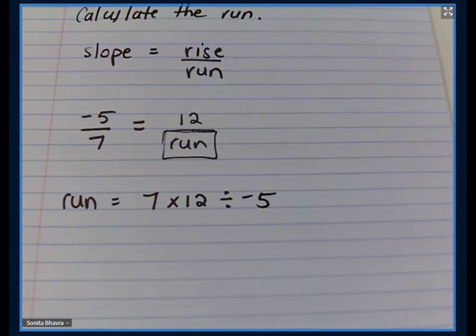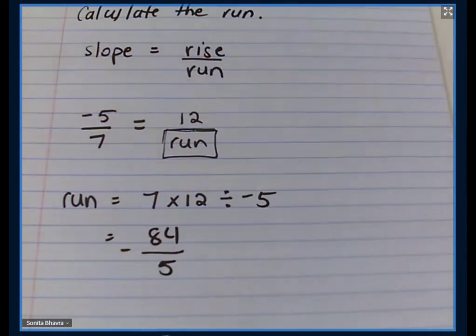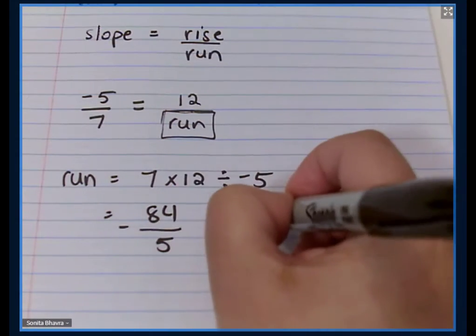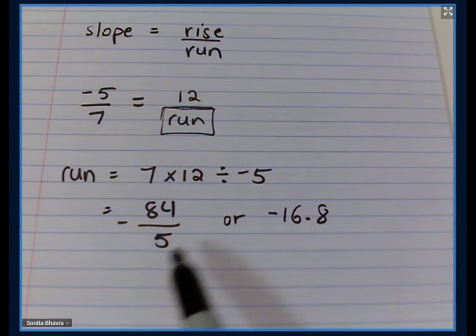All right, so you can just put that into your calculator. It depends if the answer we're looking for is in decimal value or an exact value. Because the question is asking for it to be in exact value, you can leave it as negative 84 over 5. And if you do put it as a decimal answer, 84 divided by -5 is -16.8. All right, but normally we are leaving it as an exact value. So -84 over 5 would be the run.